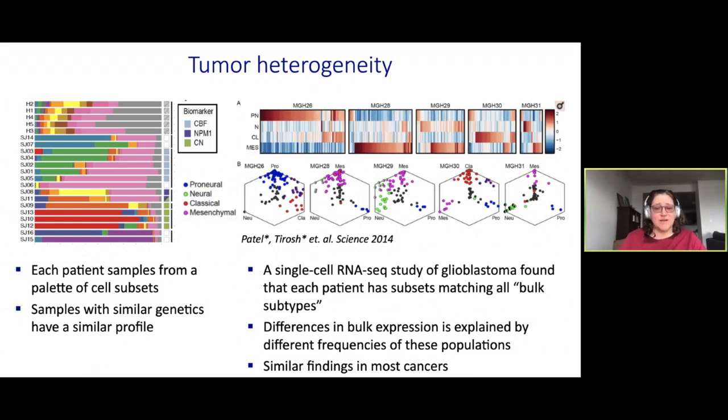Here's an example from my colleagues at the Broad, Patel and Tirosh, looking at glioblastoma. Again, once you look at single cell resolution, instead of having these subtypes such as proneural, classical and mesenchymal, you really see that each individual tumor is a mixture of all these subtypes. What we see in the bulk is really the proportions or fractions of these populations rather than a pure single population that defines this heterogeneity. And we find similar findings across cancers. Here at MSK in my lab, we found a similar story in lung cancers and pancreatic cancers.